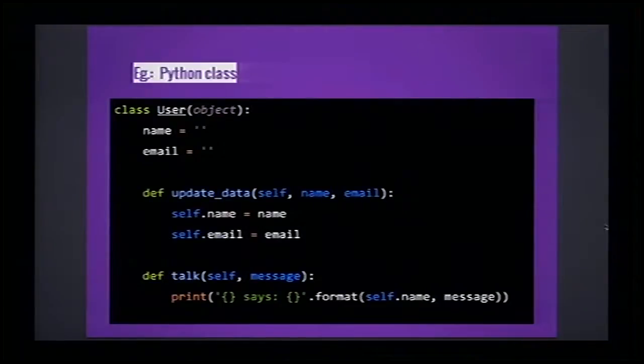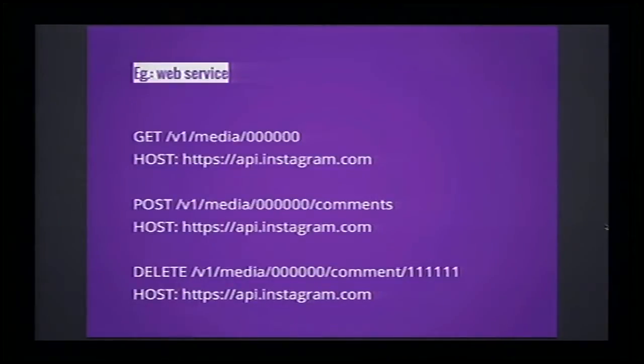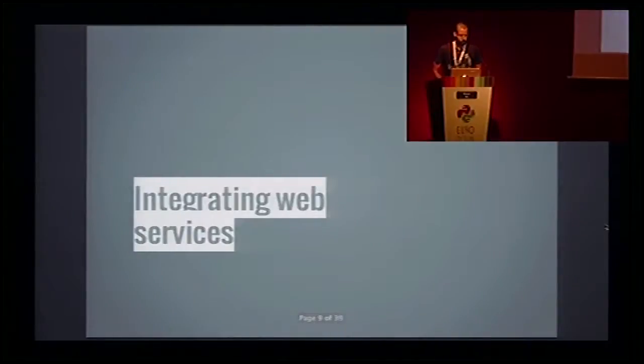For example, if you are talking about Python, and we have this user class, the API would be the attributes, the name and the email, and the methods, update data and talk. So this would be the API of my user class. For example, if you go to a web service, this is like the API for Instagram. The first method gets a media, it can be a photo or a video. The second method posts a comment, and the last one deletes it. So this is a partial definition of the API for Instagram.